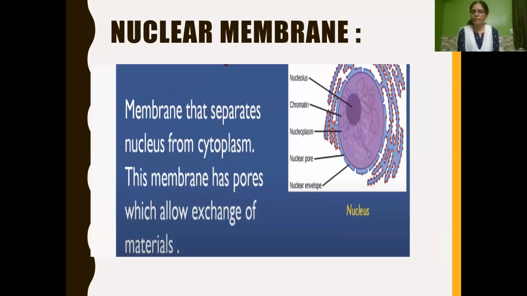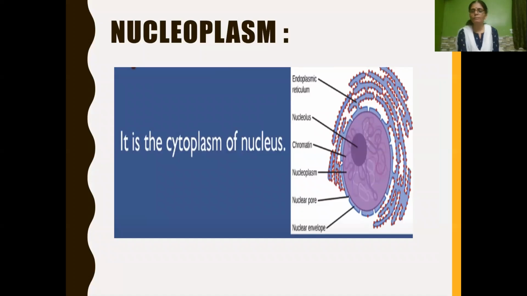Now we will see them one by one. First, what is the nuclear membrane? The membrane or envelope that separates the nucleus from the cytoplasm, and this membrane has pores which allow the exchange of materials. Then what is nucleoplasm? It is the fluid-like substance. We can call it the cytoplasm of the nucleus. The jelly-like substance present in the cell is called cytoplasm. In the same way, the fluid substance present in the nucleus is called nucleoplasm, or we can call it the cytoplasm of the nucleus.